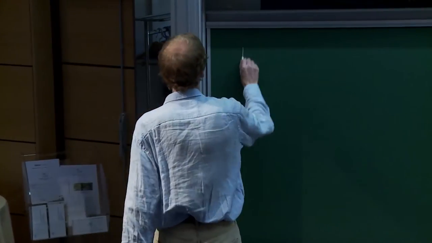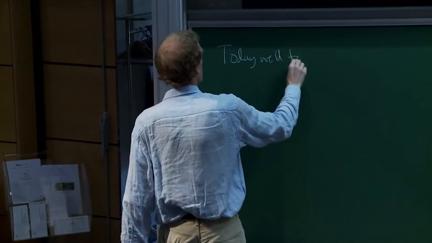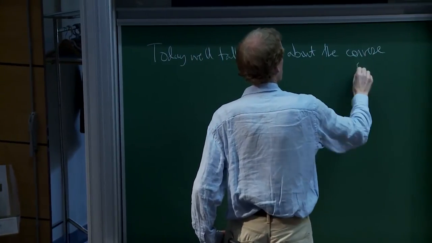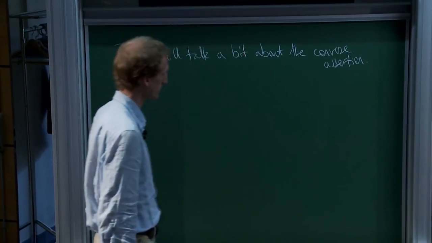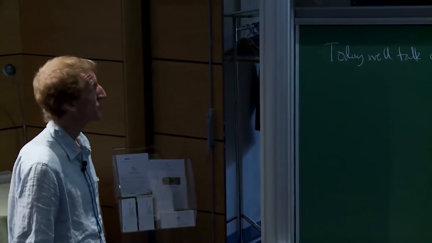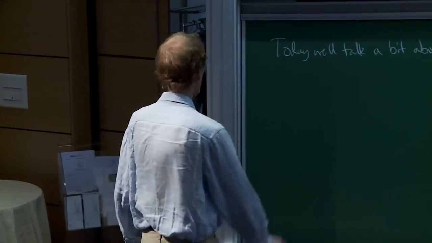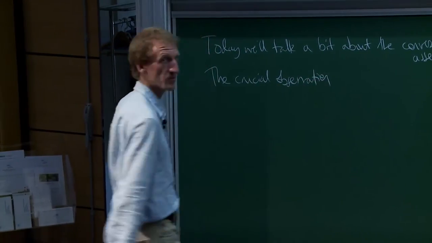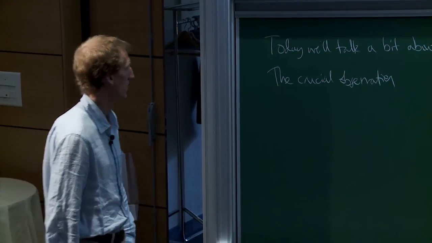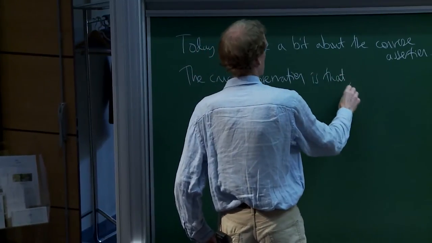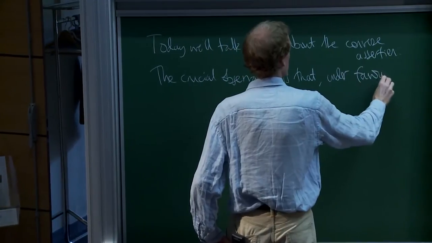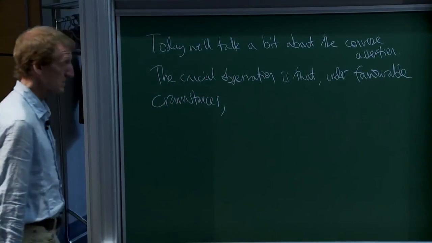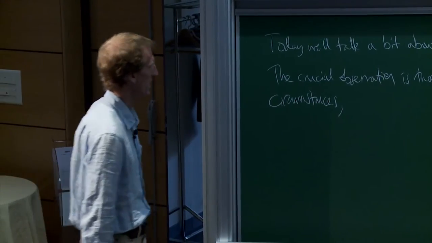So today we'll talk about the converse assertion. And the crucial fact here, the crucial observation, is that nilsequences behave a little bit like polynomials. So under favorable circumstances, and I'll explain what that means, the derivative of a nilsequence is a nilsequence of degree one lower, of step one lower.